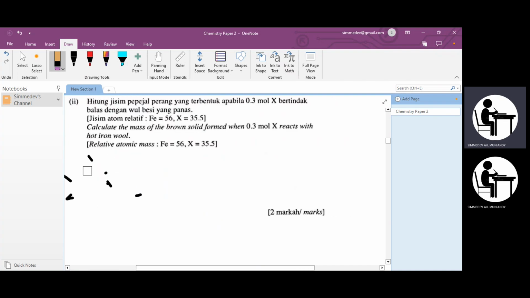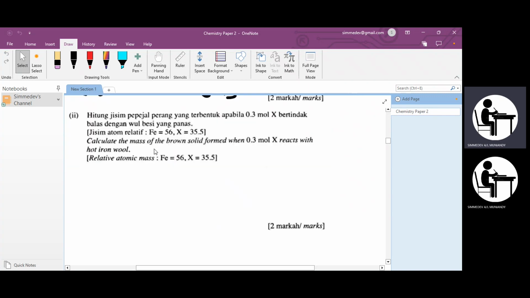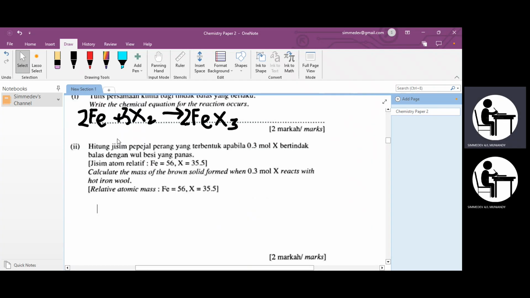Okay, so for this question, we know that 2Fe reacts with 3X2 to produce 2FeX3. Calculate the mass of brown solid formed when 0.3 mole X2 reacts with hot iron wool. So in chemistry, it is extremely crucial, as I've told you, to be very specific with what you're trying to deliver. What is the answer you're trying to convey? So you just write back what you see from this equation first.